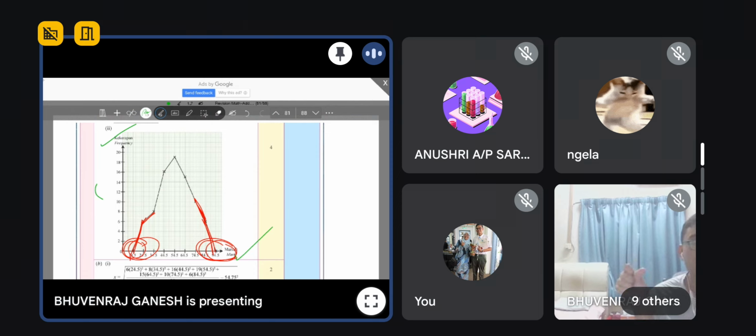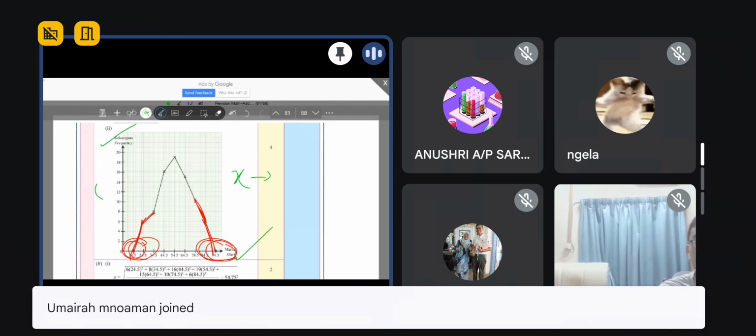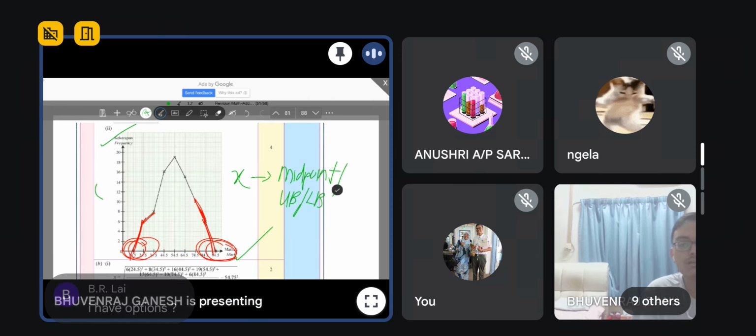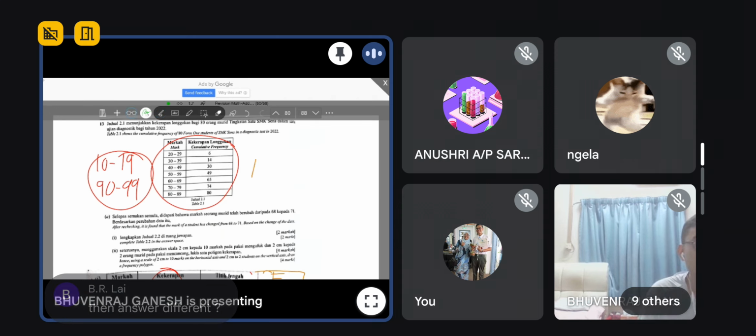You can choose to plot midpoint or upper boundary, lower boundary for the x-axis. Okay, guys, remember for this chapter, right? For the x-axis, you can use midpoint, titik tengah, or you use UBLB ataupun SASB, sempadan atas, sempadan bawah. Alright? Yes, you have two options. You choose either one. But why did I choose midpoint? Mengapa saya pilih titik tengah?